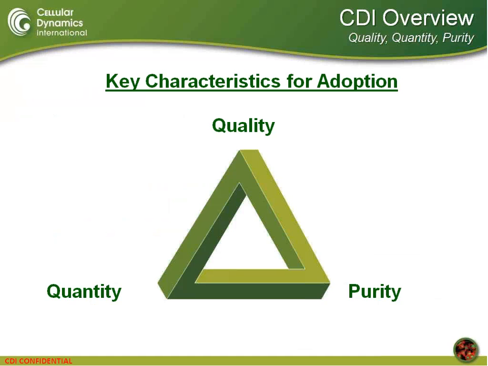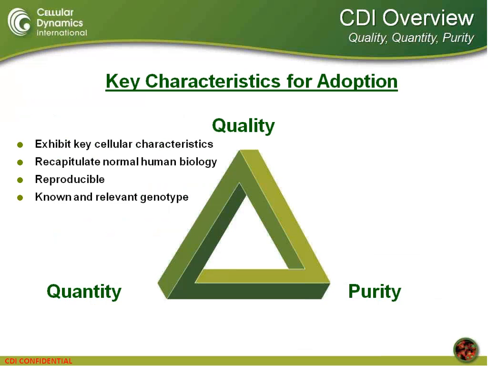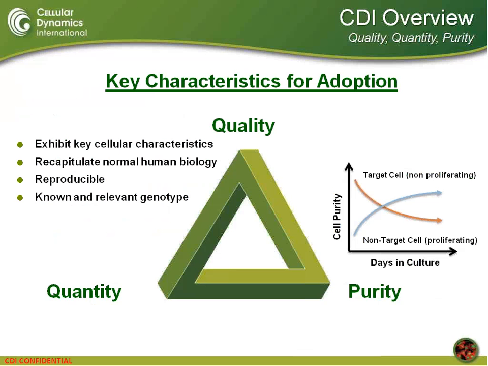At CDI, we have three key characteristics for adoption. These are quality, purity, and quantity. Our products exhibit the key cellular characteristics and recapitulate normal human biology. Our iCell neurons will look, act, and function like human neurons. Again, we do this in a reproducible manner where our manufacturing process will yield consistent lot-to-lot, so we eliminate that worry of lot-to-lot variability. And also, our products have known and relevant genotype.